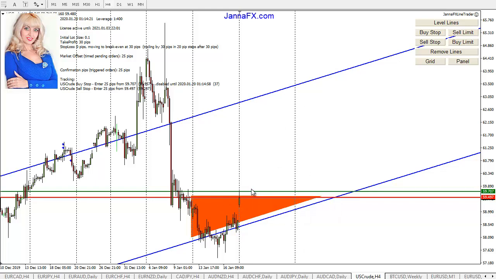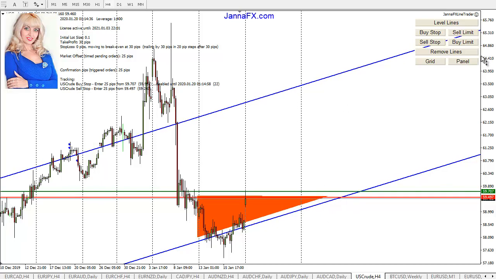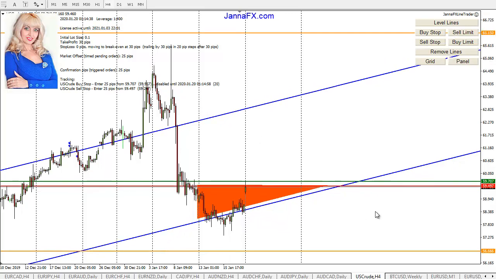So that's why I'm going to have one pending sell order and one pending buy order, and we'll see what's going to happen during the night and in the morning. So yeah, that's it for now. I have to go to sleep.